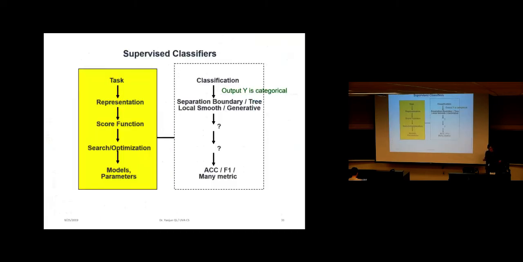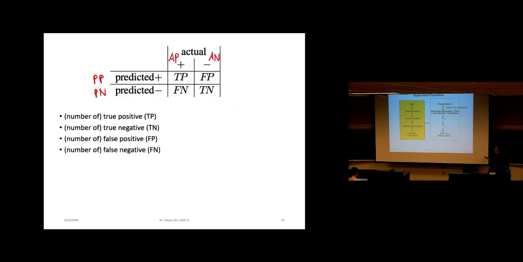All right. Okay, so now we finished the task representation, and then what is the scoring function? What is the optimization? I'm going to cover these 2 components in each of the algorithms because they differ from each other. And today, the last part I want to focus on is metrics. How do you evaluate classification results?